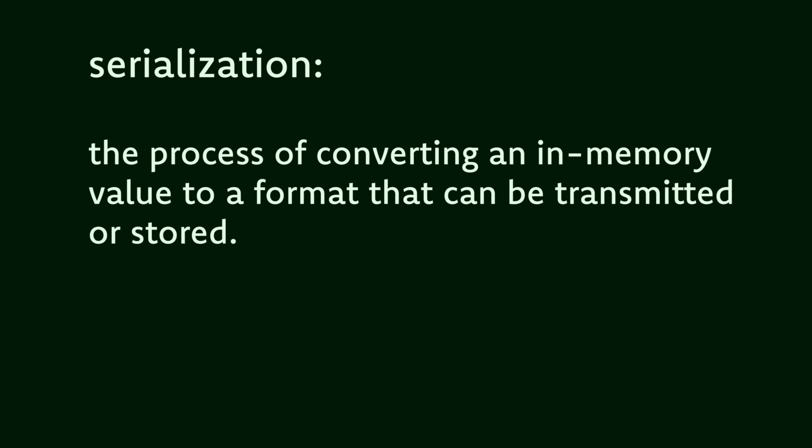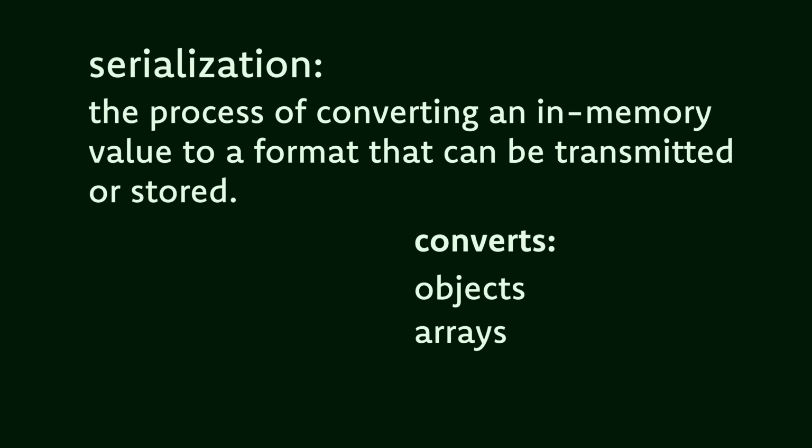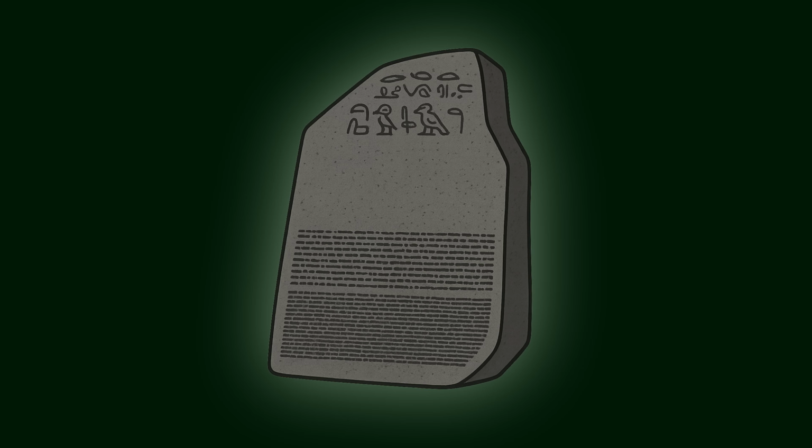Serialization is the process of converting an in-memory value to a format that can be transmitted or stored. This usually means converting objects, arrays, or other data structures into a plain text format such as JSON. The browser and server can't directly share memory, so this process translates your code into a common language to then be sent back and forth over the network.